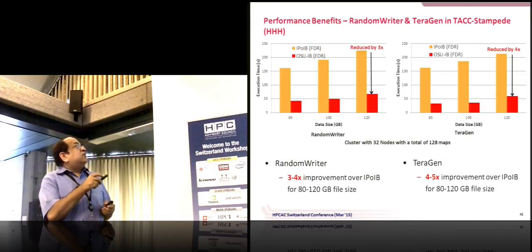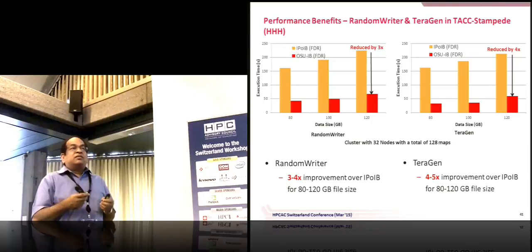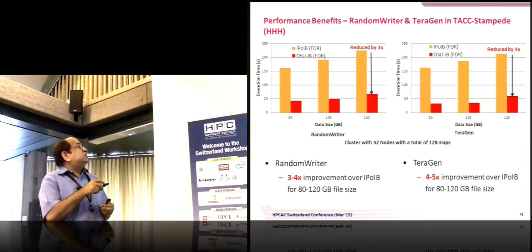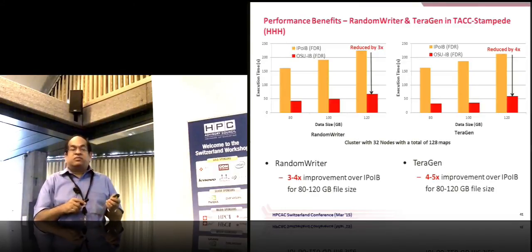This is the RandomWriter and TeraGen. Again, those are the standard benchmarks people use. Similar kinds of things we see on 32 nodes, that is 512 cores with 128 maps for 80 to 128 gigabytes of file size. You can see an improvement by almost a factor of 3. And here you can see TeraGen. You can see a factor of 4 to 5.